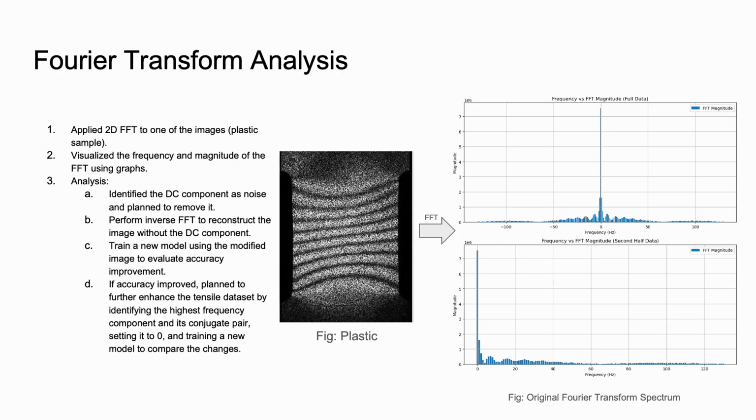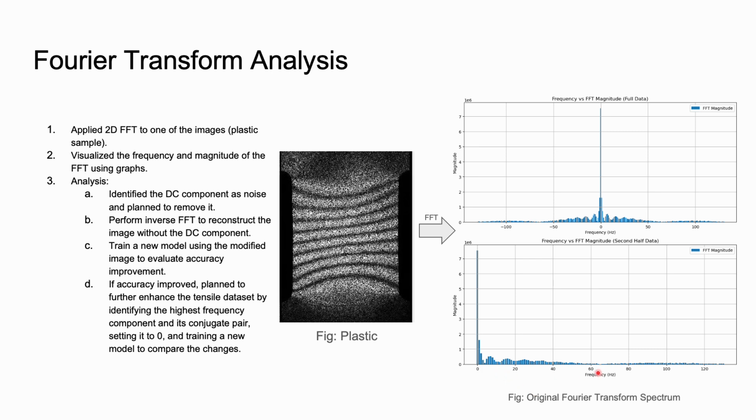To address these issues, we applied a 2D FFT to a sample image from the plastic phase. As shown in the graph, we can see the frequency and its magnitude after FFT. Since half of the data in the Fourier transform is identical, I've used the second half in the second graph to provide more clarity and detail.